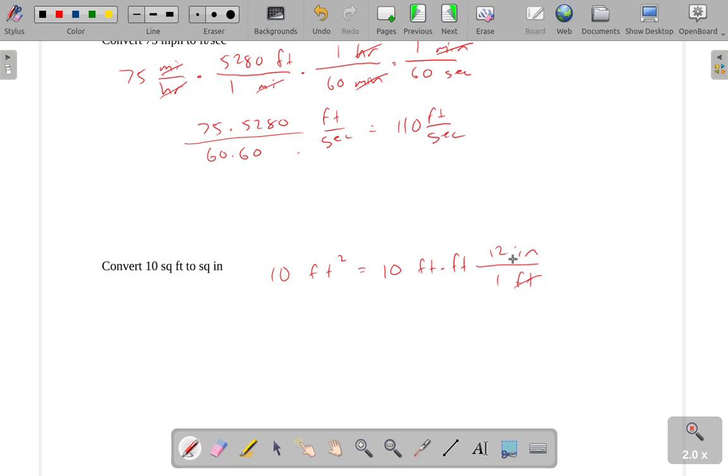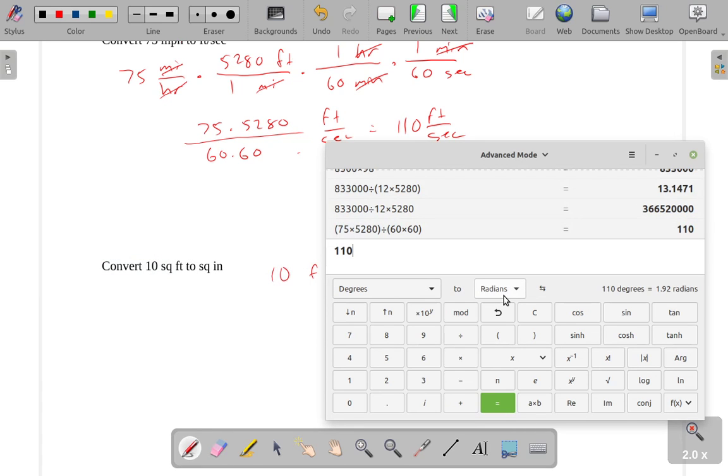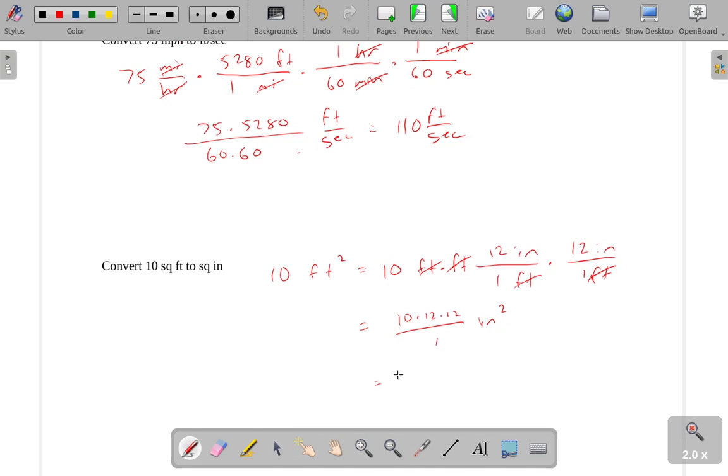But when I do my cancellation here, I'm only able to cancel with one of those. I end up with some sort of weird inches times feet measurement. So in order to fully convert over to square inches, I need to do this again. 12 inches per 1 foot. In this case, that foot will cancel with that one. And you can see I get 10 times 12 times 12 on the top part of the fraction, and, well, a bunch of 1s on the bottom. And I end up with inches times inches, which are square inches. So now I can multiply those together, and we get 10 times 12 times 12, which is 1,440 square inches.